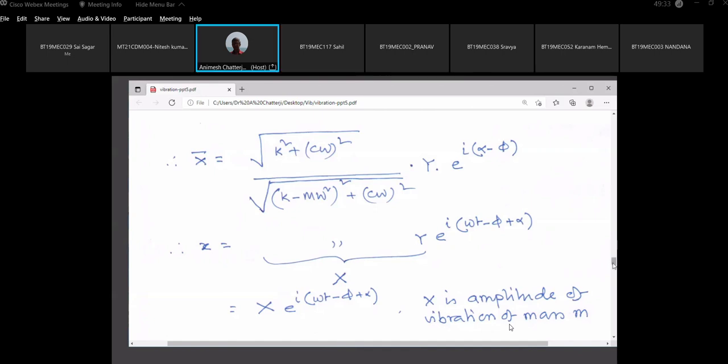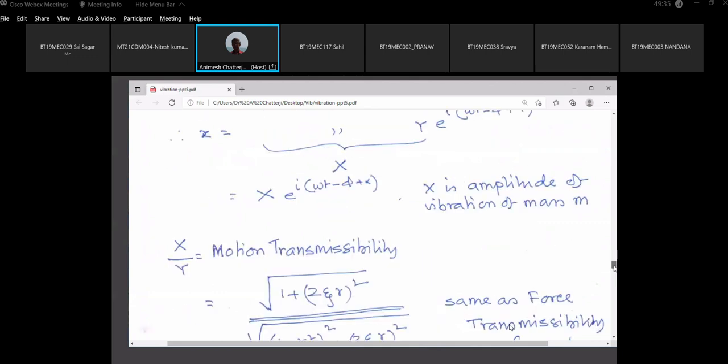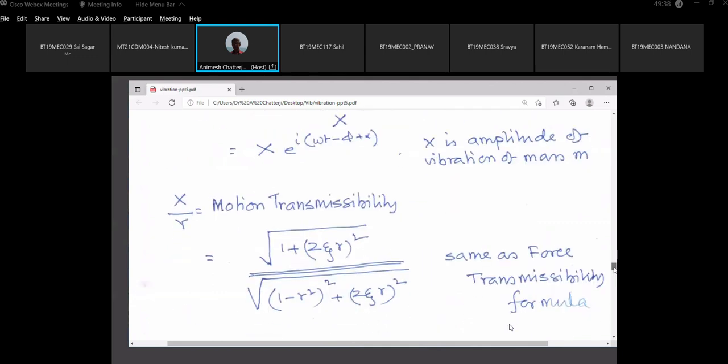So if you agree with the formula, and this is the motion transmissibility, but you have to be very, very careful. Although the formula is the same, there is a very important difference when you have to calculate motion transmissibility compared to when you have to calculate force transmissibility. What is that important difference?